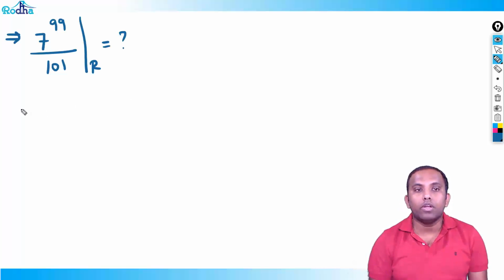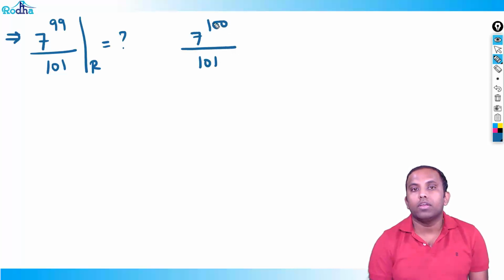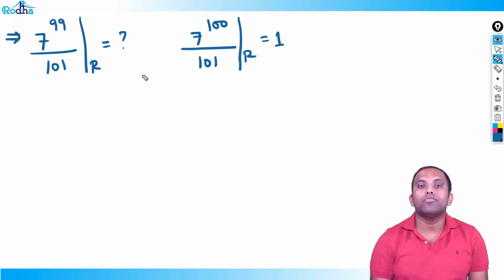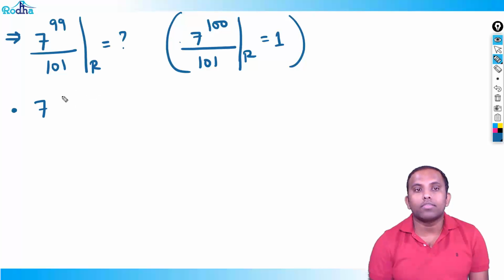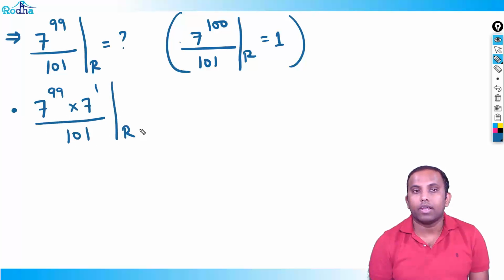So in this case, again what will we do? Again the same thing. I know that if the denominator is 101, then 7 raised to 100 will perfectly give me a remainder of 1. And now we can split this because I want 7 raised to 99. So I can write 7 raised to 100 as 7 raised to 99 into 7 raised to 1, divided by 101, remainder. I can write it like this.